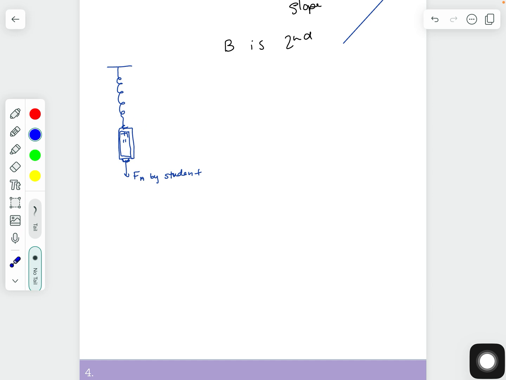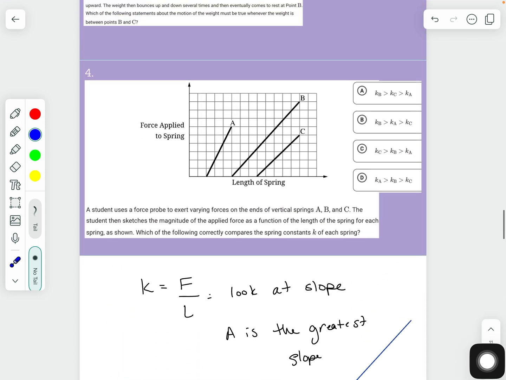Maybe they are taking, we don't know exactly how they're doing this, whether they're putting specific forces on it of like 10 newtons, 20 newtons, 30 newtons, and then measuring the length, or if they're seeing how much force it takes to stretch it 1 centimeter, how much force it takes to stretch it 2 centimeters. But it's one of those two. Then they're going to graph their work.